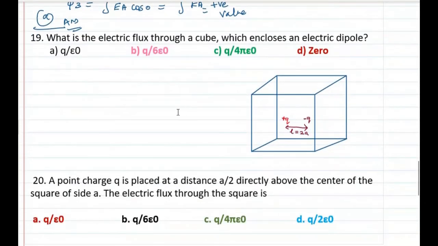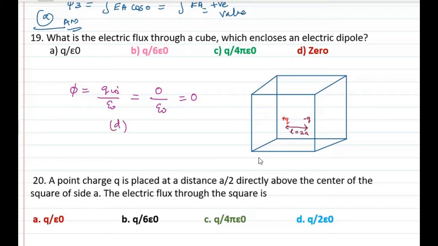Okay, next. What is the electric flux through a cube which encloses an electric dipole? So as we said, electric dipole has equal and opposite charges, so they get cancelled. So total flux will be equal to Q enclosed by epsilon naught. So the net charge will be equal to 0 by epsilon naught. So we'll get answer as 0. So answer is option D.